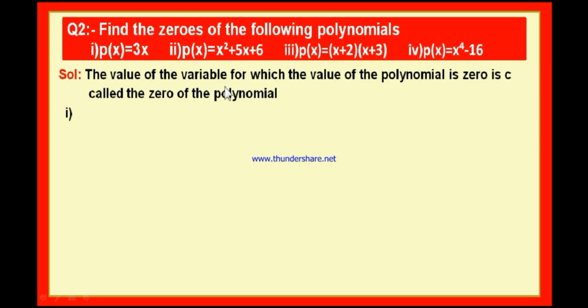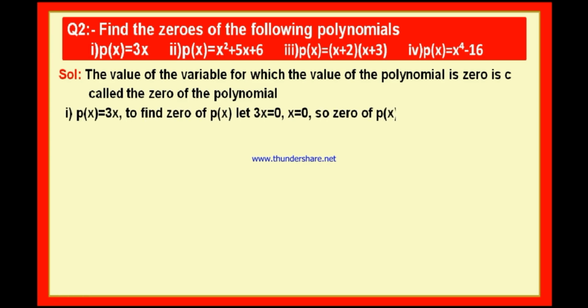Okay, let us solve the first bit now. P of x is equal to 3x. 3x is the first polynomial. We have to find the zero of this polynomial. Now, the zero of the polynomial means the value of x for which the total polynomial becomes 0. That is, equate 3x to 0 and find the x value.